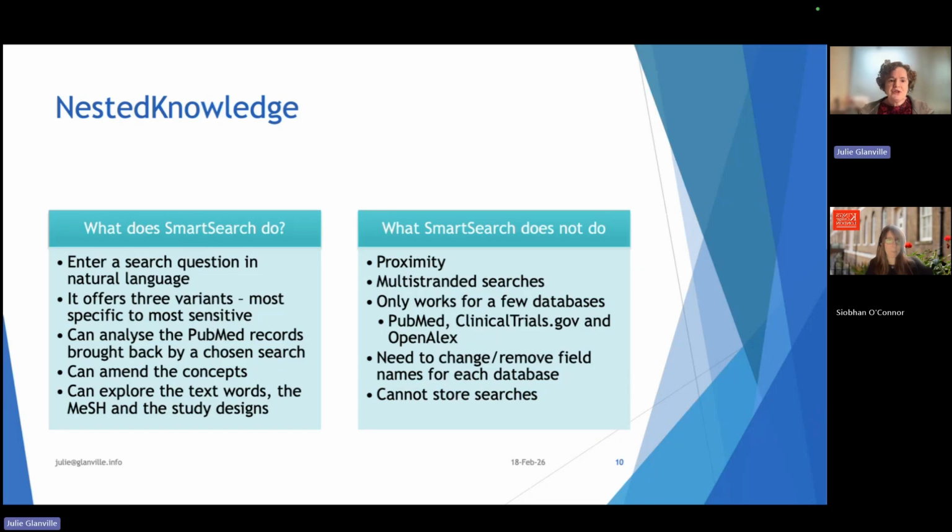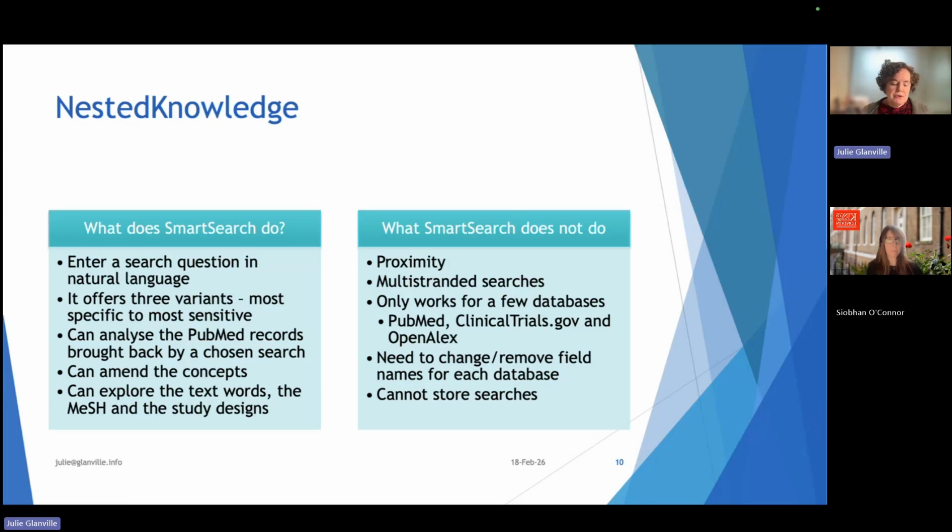So what does Smart Search do? Well, you can type in a search question in natural language and it will come back with 3 search strategies. It offers you a specific search, very focused, a middle search, and then a very sensitive search from its perspective. And you can choose which one you want it to run. It runs the search in PubMed and brings back records. And you can then analyze the records that are brought back from PubMed using the tools within Nested Knowledge.